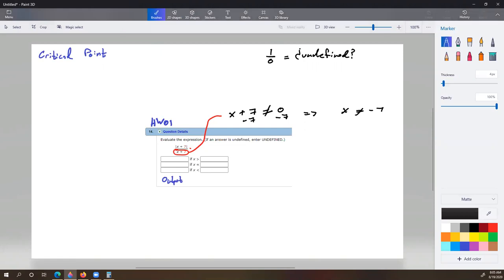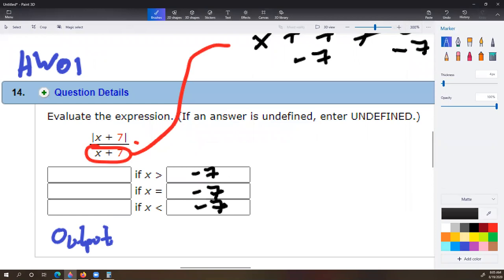So that's going to be your critical point. Actually, fun fact, all of these numbers here are negative 7. So if you're greater than negative 7, if you're equal to negative 7, and you're less than negative 7. Again, apologies for handwriting. If I zoom in, that might help me. So we want to evaluate this expression if x is greater than negative 7, and we want to do it for all three of these conditions.